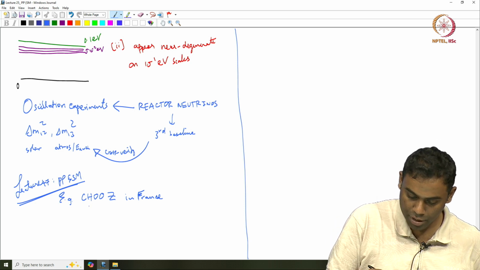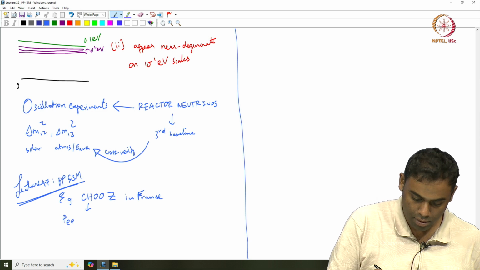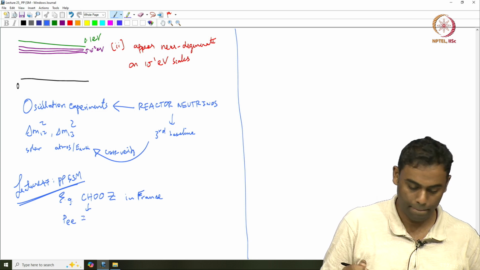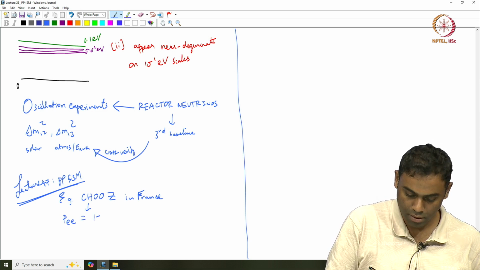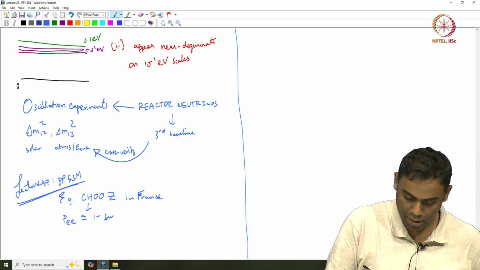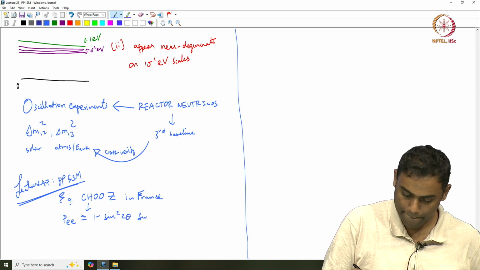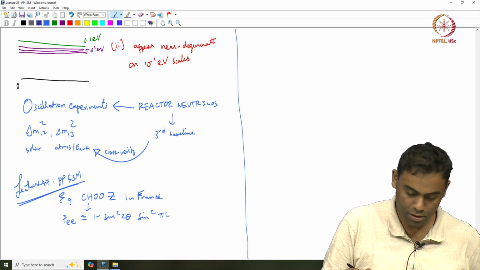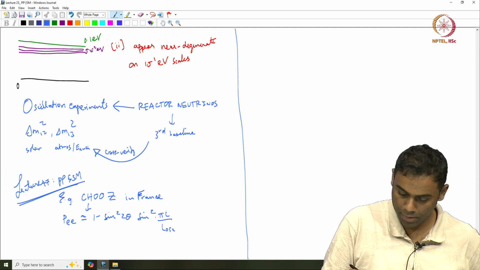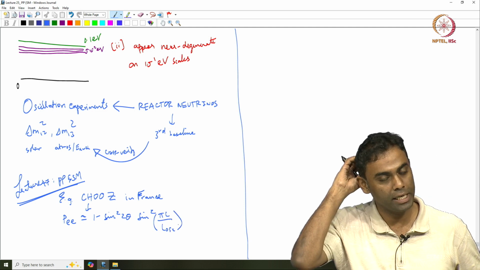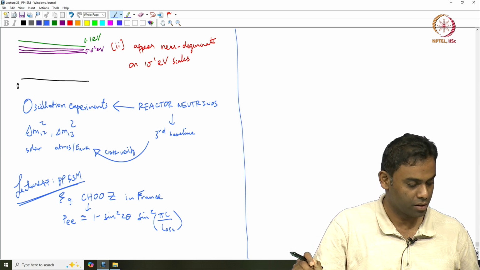and they measured what? They tried to measure P_ee. Okay. Remember what it is? So, I am going to go back to the 2 flavor approximation, which works especially for when you want to measure P_ee. Okay.